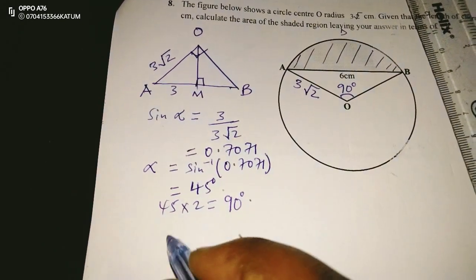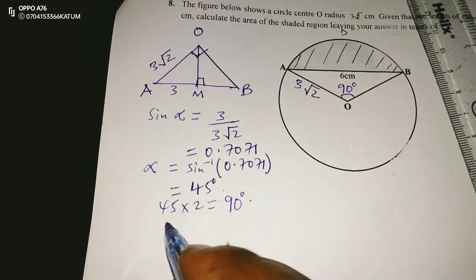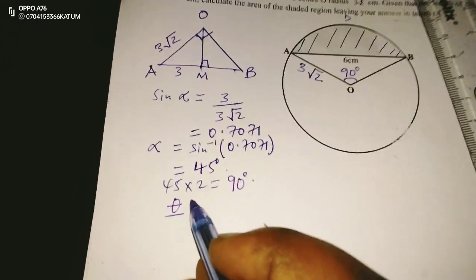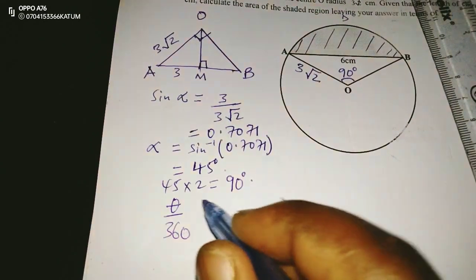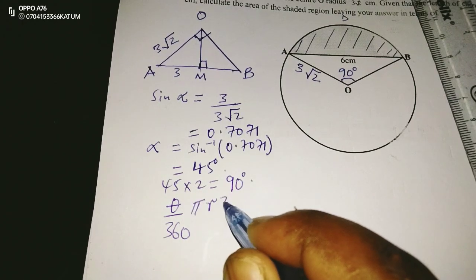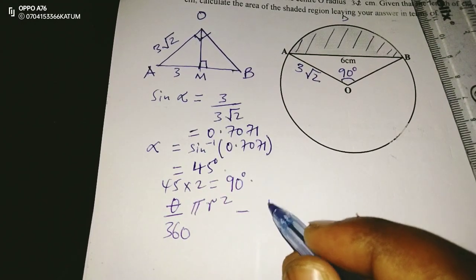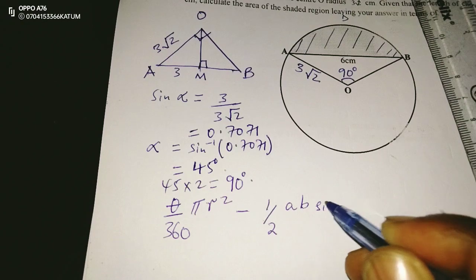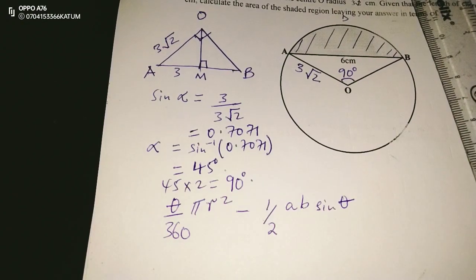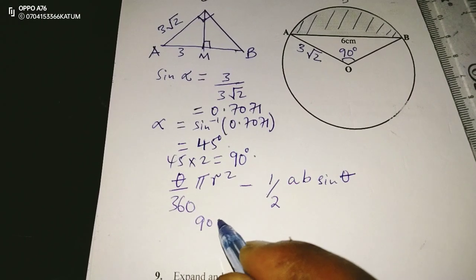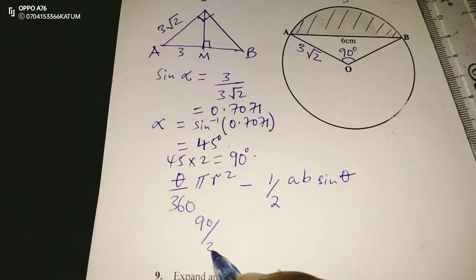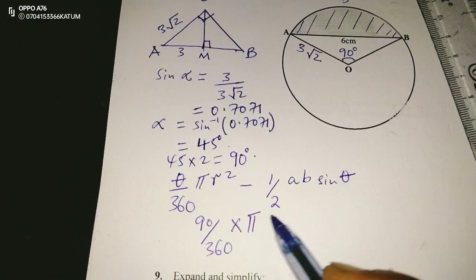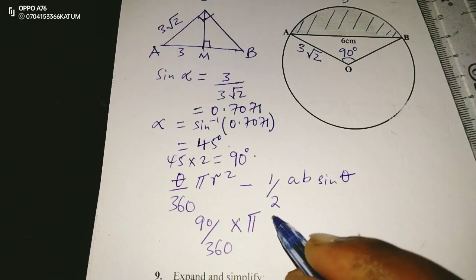We need to get the area of the sector minus the area of the triangle. The area of the sector is usually given by theta out of 360 pi r squared. So we subtract half AB sine theta. This is the area of the triangle. Therefore, we're going to have 90 divided by 360 times pi, because we are to leave the area in terms of pi. So we do not substitute pi. We leave it the way it is.